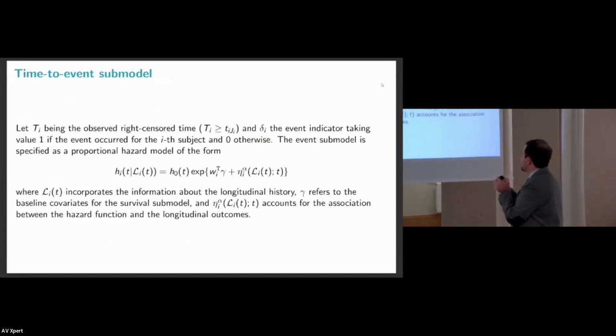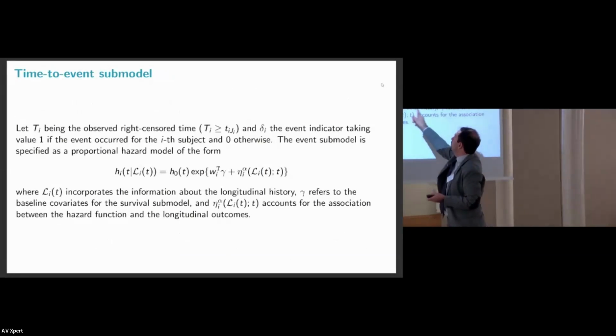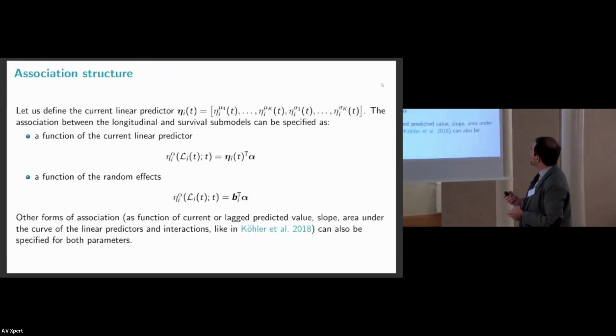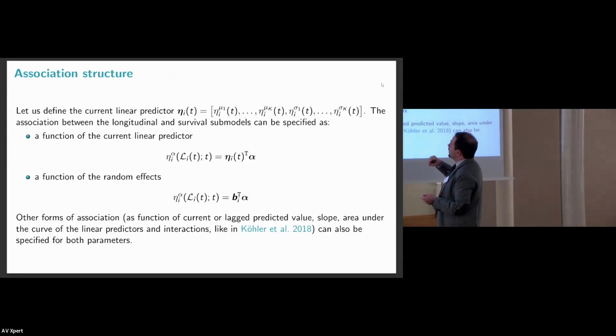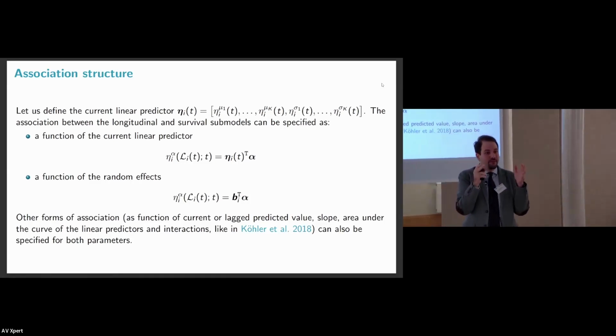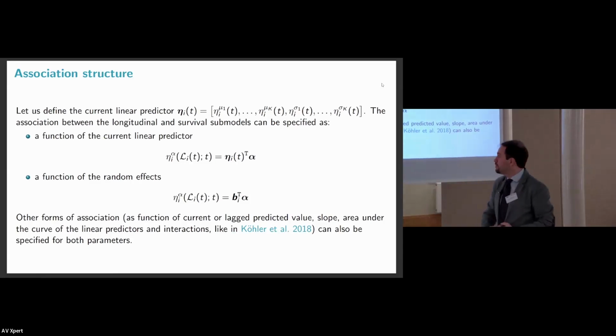In terms of the time-to-event submodel, again, I'm not doing anything different from what has been proposed before. So again, a proportional hazards structure where we have some association with the longitudinal part. And in particular, we will focus on the random effects association. So this is essentially the random effects, but in this case, the random effects include both the random effects for the mean submodels and the sigma submodels.